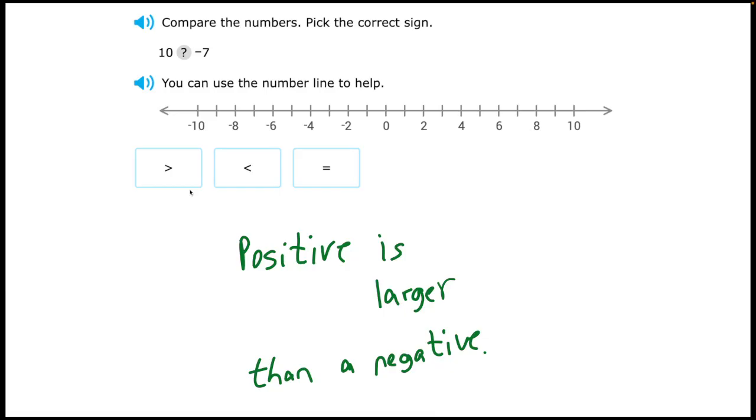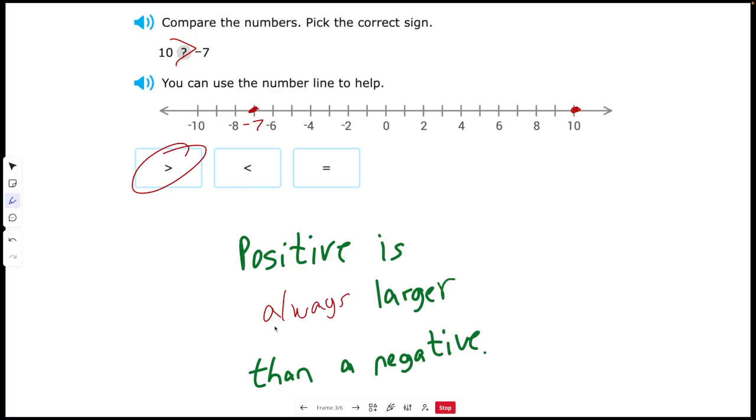What happens if one is positive, one is negative? Well, again, we can put these on our number line. 10 goes here, negative 7 goes here. And we said the further left you go, the smaller it gets, right? So negative 7 is definitely smaller than 10. So again, our monster is hungry, so he's going to eat the 10, because the 10 is bigger. And a note here: positive is always larger than negative. Doesn't matter what the numbers are, positive is bigger.